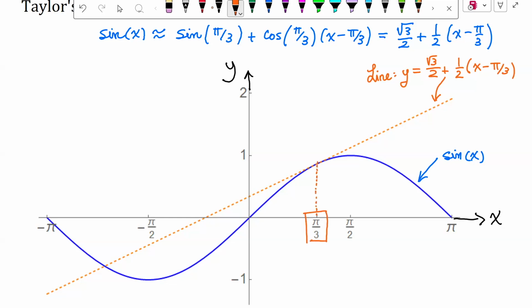Now let's look at what's happening near pi over 3. Not only does the line approximating sine x intersect with the plot of sine x itself, but near pi over 3, we can see that the straight line approximation to sine x is a pretty good approximation. In other words, as long as we don't move too far away from x equaling pi over 3, we can simply approximate sine x by using the straight line. Now let's go to the next page to extend this idea to higher dimensions.